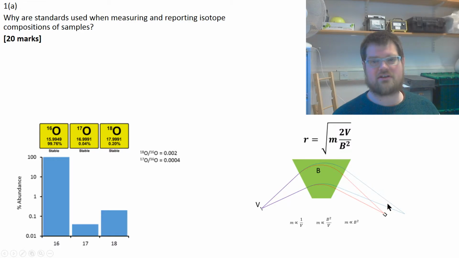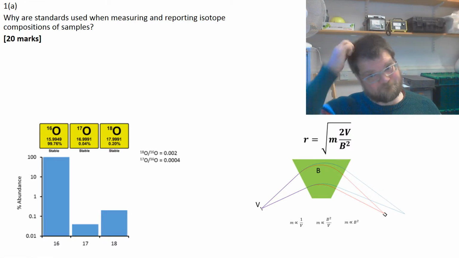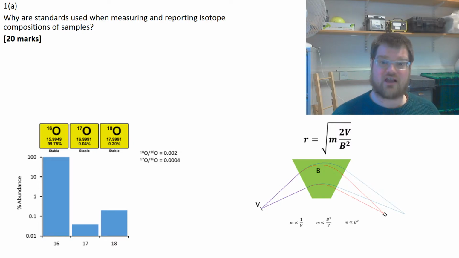So one of the reasons we use standards is because the ratios are hard to measure in absolute terms. We can measure the ratio of a sample and a standard, and we can look at the difference in ratios between the two and effectively use that as the measurement, which is much easier to make than the absolute isotope ratio.